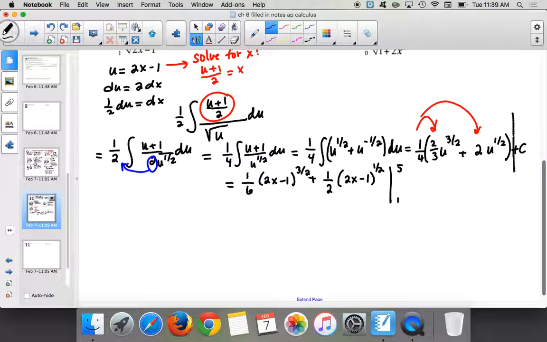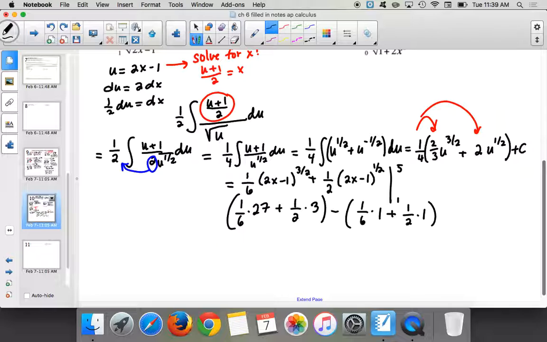If you were here, then you would have u values from something to something. Since I already went back to x's, we'll keep it. So if I have 9, since 2 times 5 is 10, minus 1 is 9. What do I get when I do 9 to the 3/2? 27. So I have 1/6 times 27 plus 1/2 times 9 to the 1/2, so 3. And then minus 1/6 times 2 minus 1, which is 1, to the 3/2 is still 1. Plus 1/2, and 2 minus 1 was still 1.